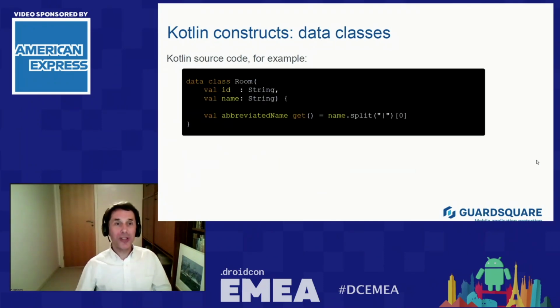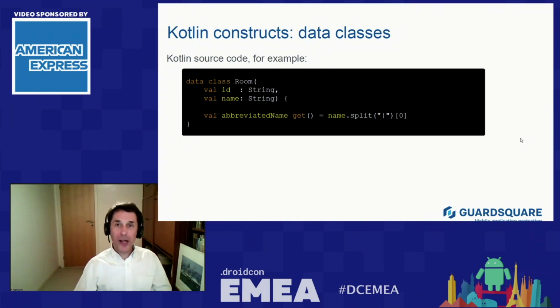Let's move on to another common construct that is data classes. And the data class is a very compact way to write some code at least. And in the example for the scheduling app, I could find a room data class, and it has two properties, an ID and a name, both strings, and it has another property that is just a getter for an abbreviated name.